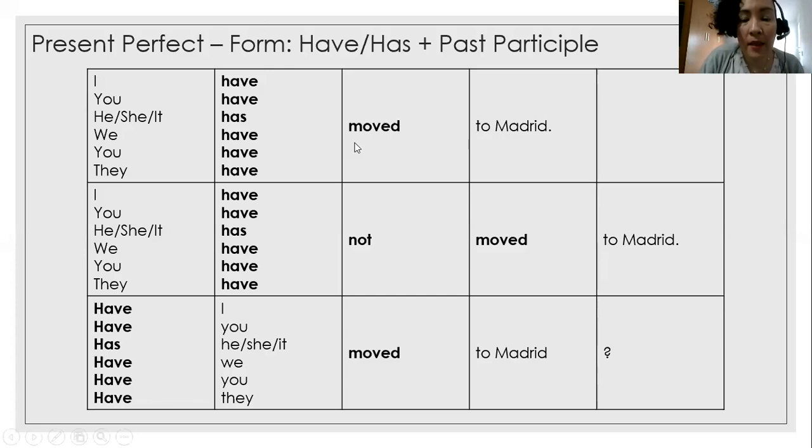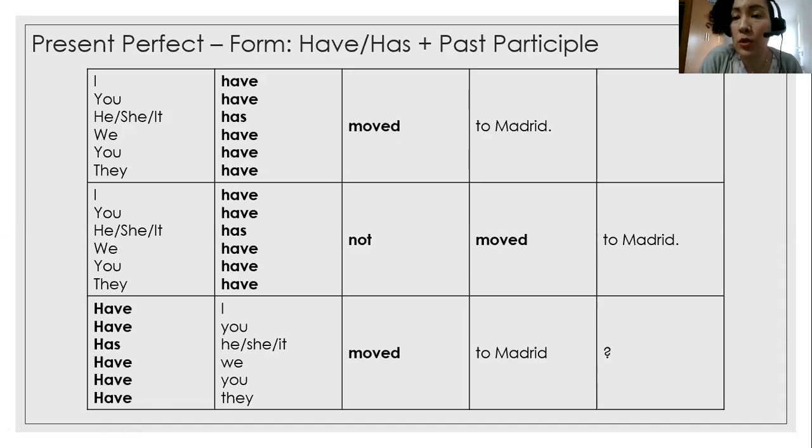This is the affirmative way of using it. They have moved to Madrid, okay? The negative way is using the word not. So, for example, I have not moved to Madrid, or she has not moved to Madrid, or they have not moved to Madrid, okay?